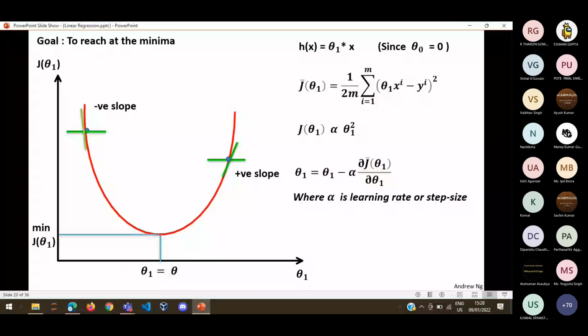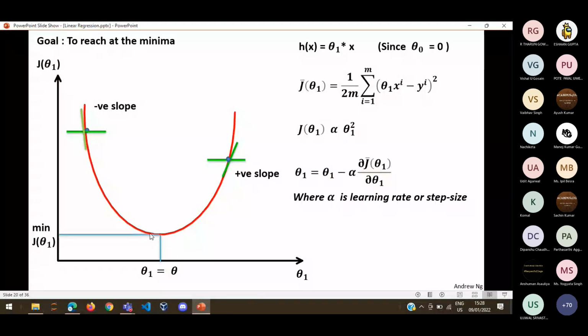When you increase the value of theta, your cost function is going to increase. Yes. So at any point, whether the slope is positive or negative, on the basis of that we are going to take our step. So we won't directly jump to the minima point, right? We need to start with some point, and then according to that point, we are going to take the next step.